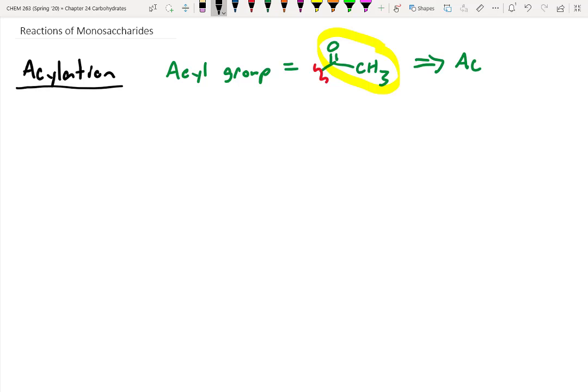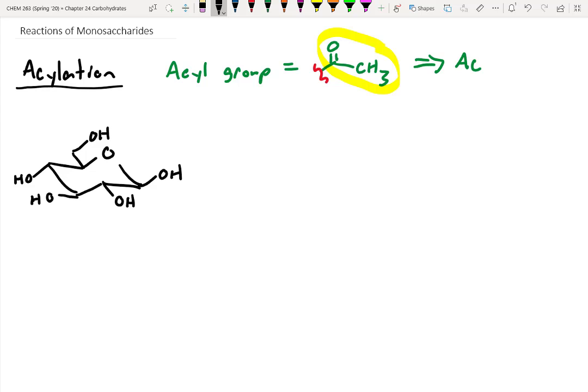So you can do acylation of carbohydrates pretty readily. And so let's go ahead and see what happens if we try to acylate glucose. And in this case, I'm going to look at beta D-glucose, but this will work on alpha D-glucose as well. It doesn't really matter. And so here we've got D-glucose.